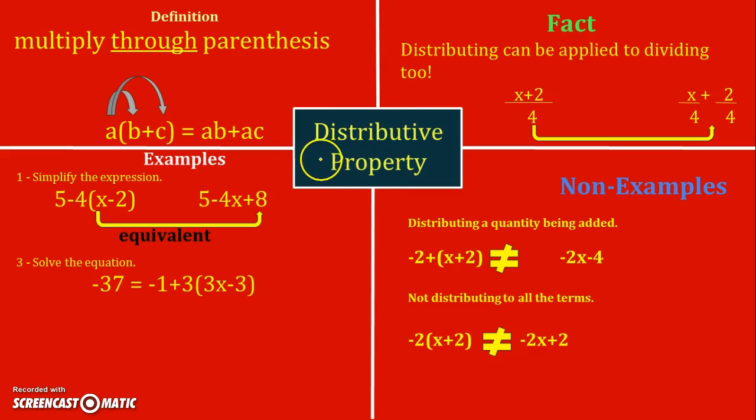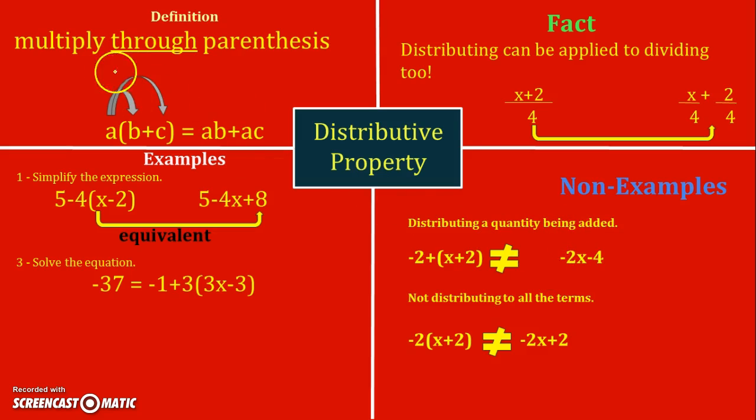In the middle you'll see the key concept of the lesson, the distributive property, and then each of the corners represents a different part of that concept. In the upper left we've got the definition of the concept. In the upper right we've got a fact or a recall about the concept. In the lower left we've got an example or examples that represent the concept. And in the lower right we've got non-examples or common mistakes that relate to this concept.